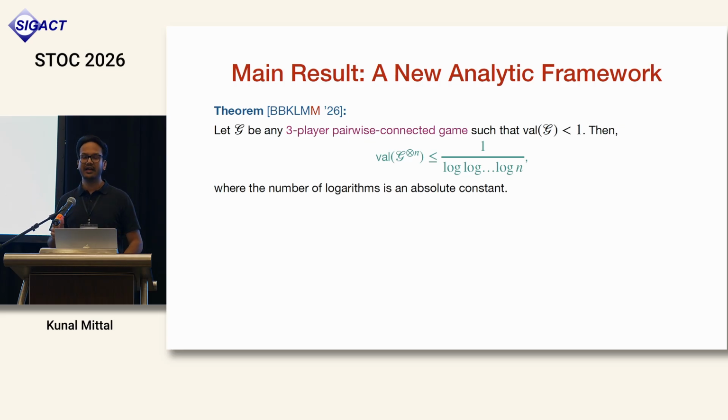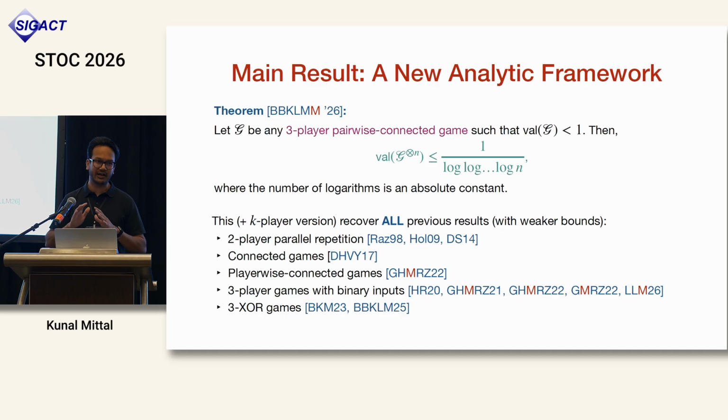So the main result, other than the proof, is that we also get a new analytic framework which proves this. This new framework also recovers every previous parallel repetition result that is known, via these 6 to 8 different proofs. It gives a unified approach, although with weaker bounds. So for example, it gives a completely new proof of 2-player parallel repetition. It gives a new proof for connected games, for something called player-wise connected games, for 3-player games with binary inputs, and also for certain 3 XOR games.